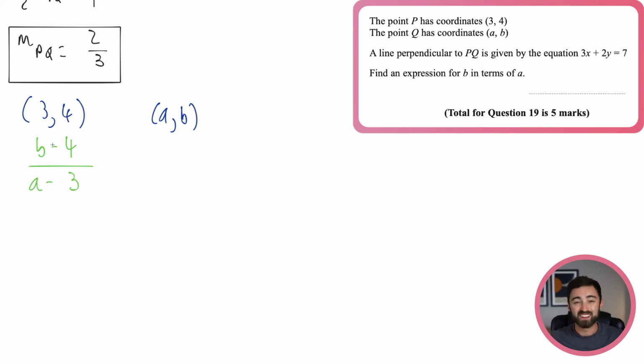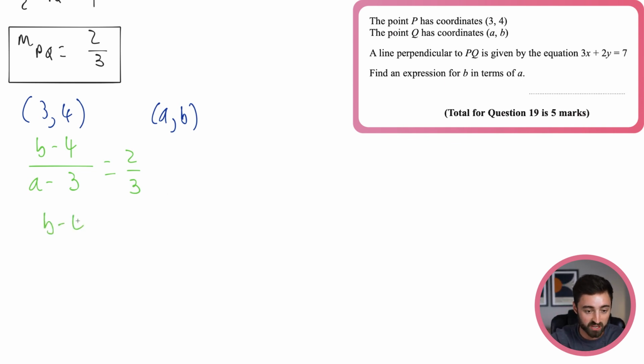But wait a minute, don't we know that the gradient of PQ is 2 over 3? Yes, and that is the connection. So we have these 2 different pieces of information, the coordinates and then that line. We went gradient for both of them, and that is where we get that equality. They both merge together with that common link of the gradient. So this is equal to 2 over 3, and now all we need to do is rearrange this equation. Times up by a minus 3.